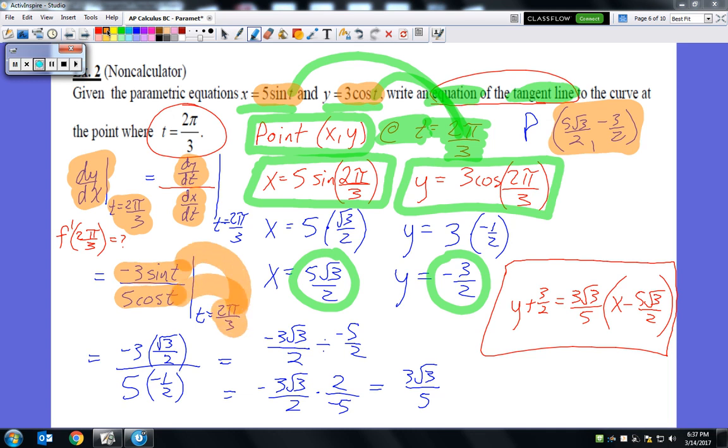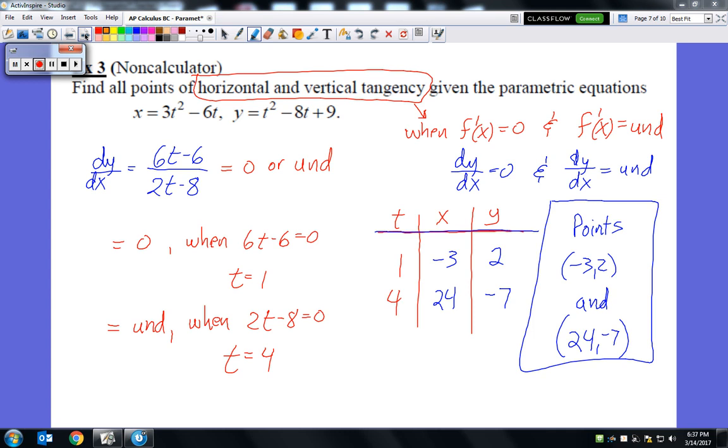So we just plug them in like you see here, and it reduces to positive 3 root 3 over 5. So just plugging it in, y minus y1 is equal to m times x minus x1. Your answer would be there at the bottom right hand of the screen. Okay? Let's do another one.